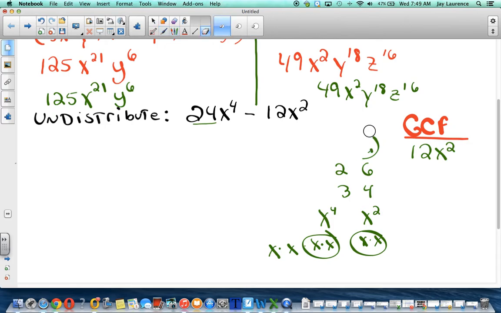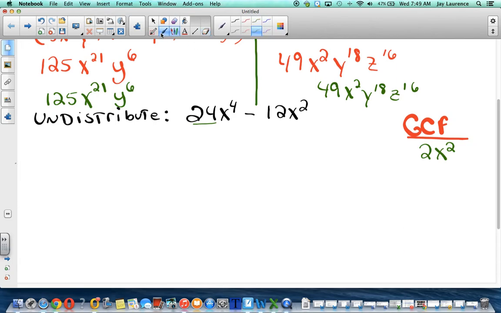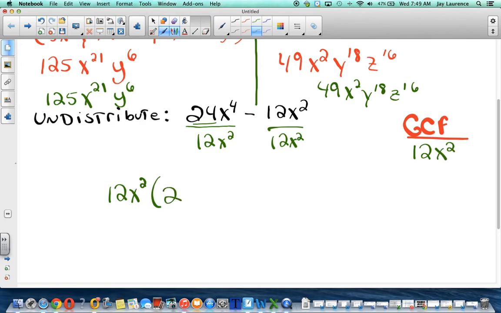All right, so now, let me get a bigger eraser here. Oh no, I just changed my GCF accidentally. Sorry about that. All right, so I'm going to divide both of these terms by the GCF. Now when I do that, the GCF comes out front because I'm undistributing. 24 divided by 12 is 2. x to the 4th divided by x squared is x squared. 12 divided by 12 is 1. x squared divided by x squared cancels.